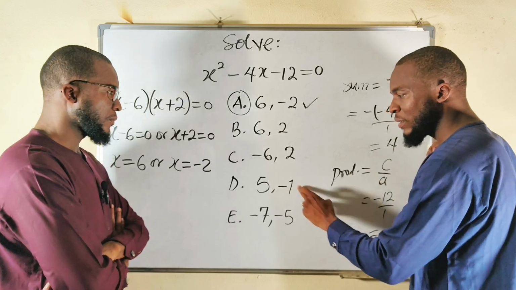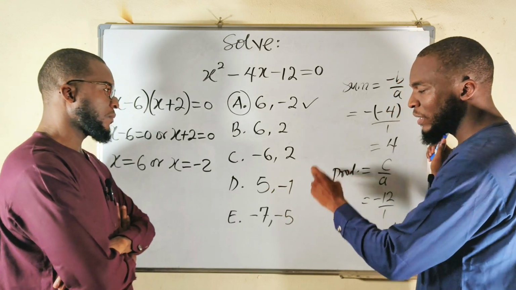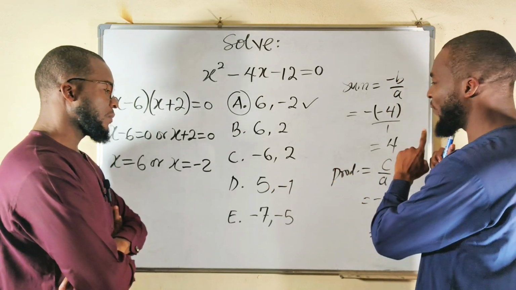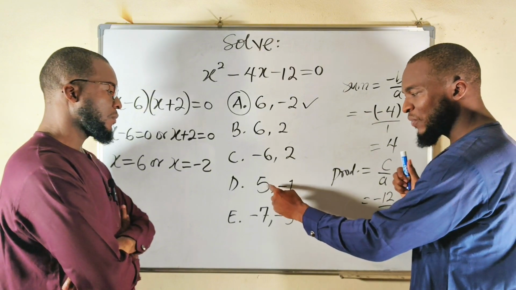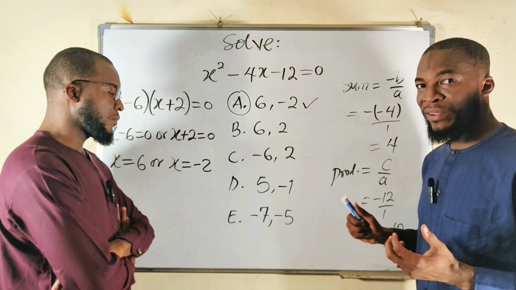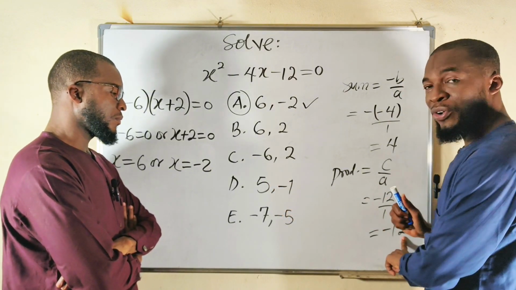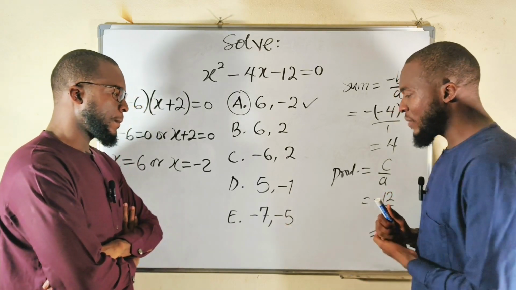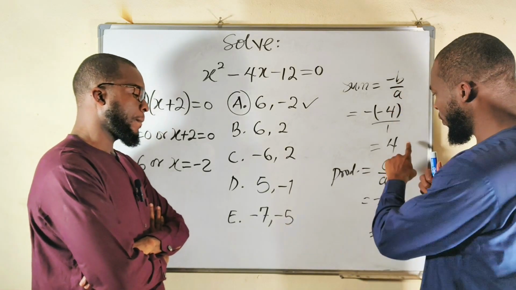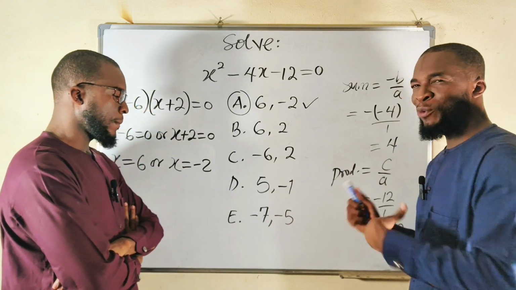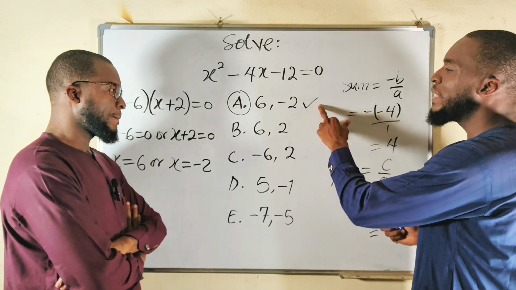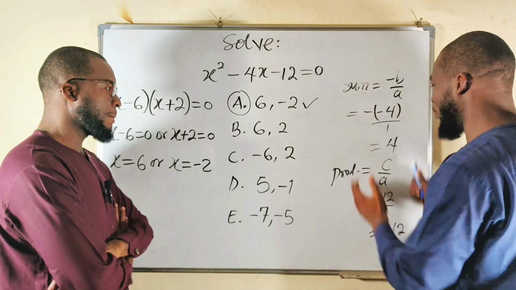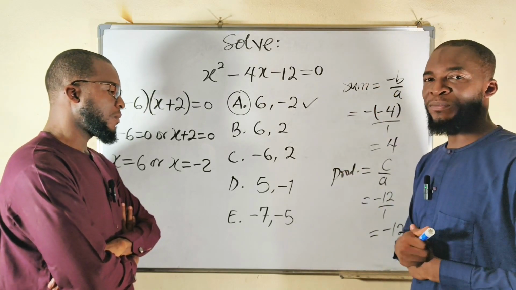You take the D part. 5 plus negative 1 will give us positive 4. So it satisfies the sum. But the product, 5 times negative 1 will give us negative 5, which is not equal to the product. And lastly, negative 7 plus negative 5 is negative 12. That is the sum, but this should be 4. If you multiply, you get positive 35. So option A is the only option that satisfies this condition. And hence, this is the solution.